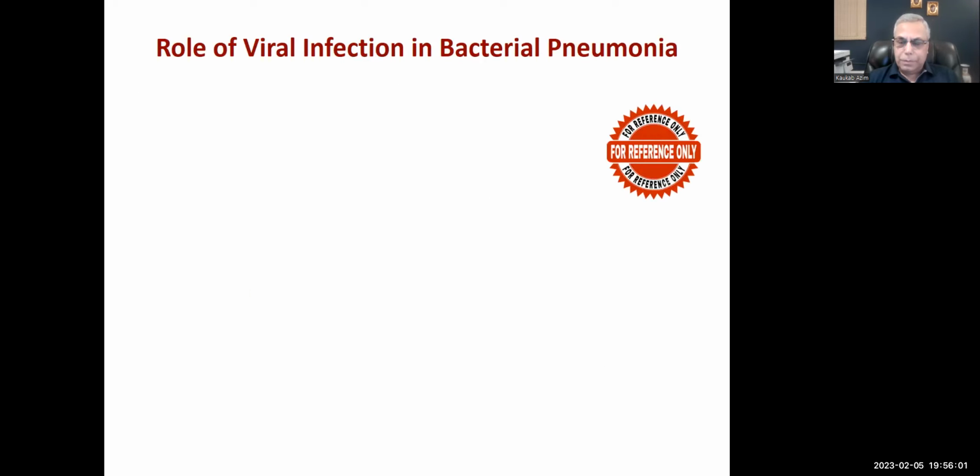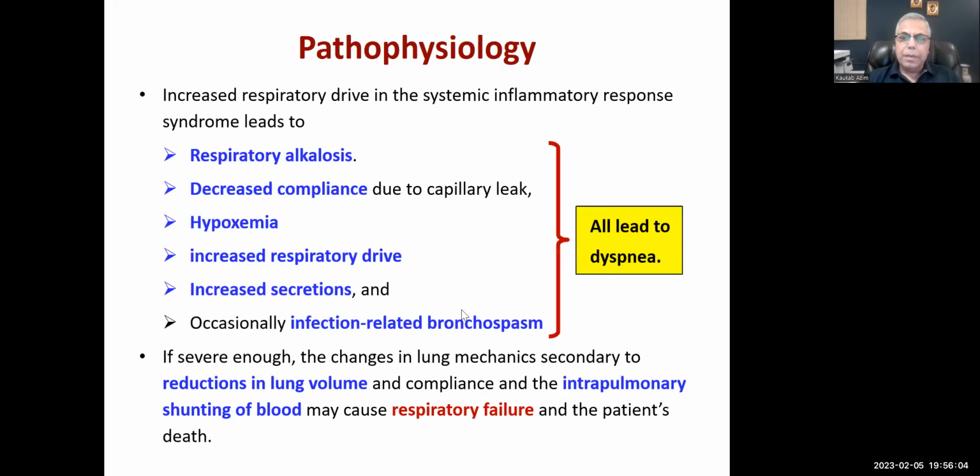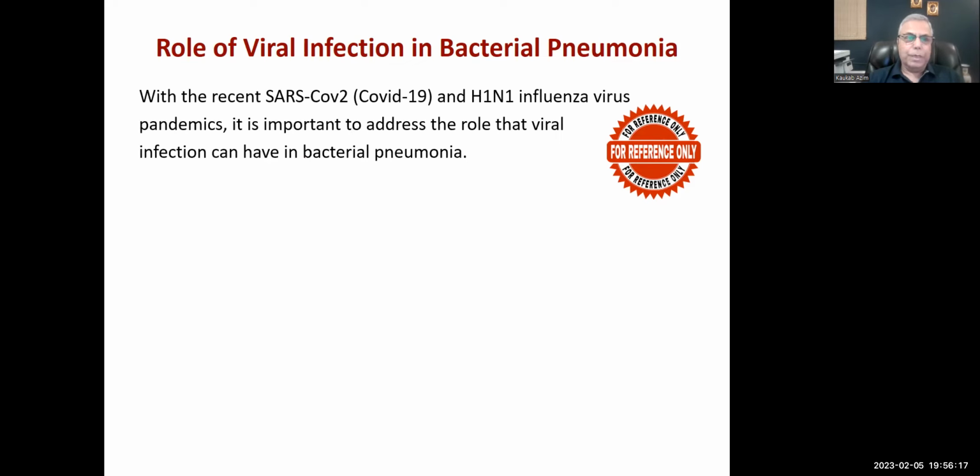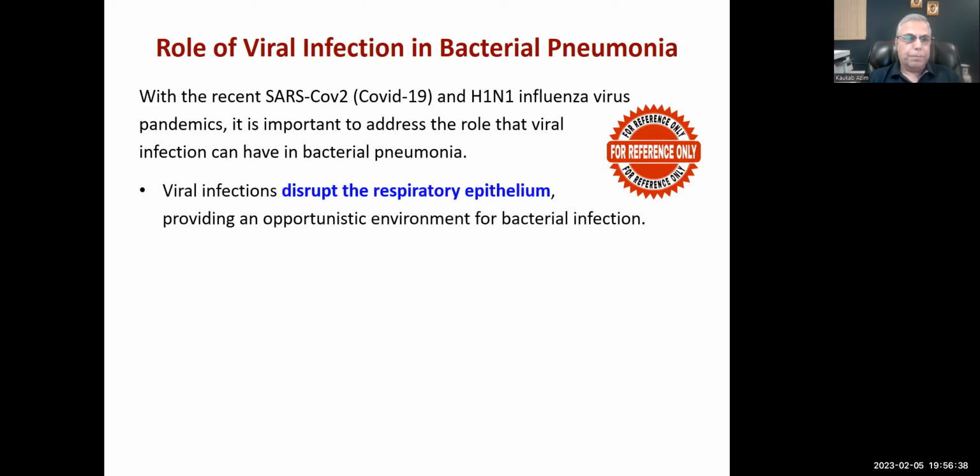Role of viral infection. I've written this here for reference only because this lecture is on bacterial infection, but viral infection is important to understand because it causes certain changes that can lead to the development of bacterial pneumonia. With the recent SARS-CoV-2 or COVID-19 infection and the H1N1 influenza that was there previously, because of these pandemics, it is important to address the role that viral infection has in bacterial pneumonia, right? So viral infection has a role in bacterial pneumonia.